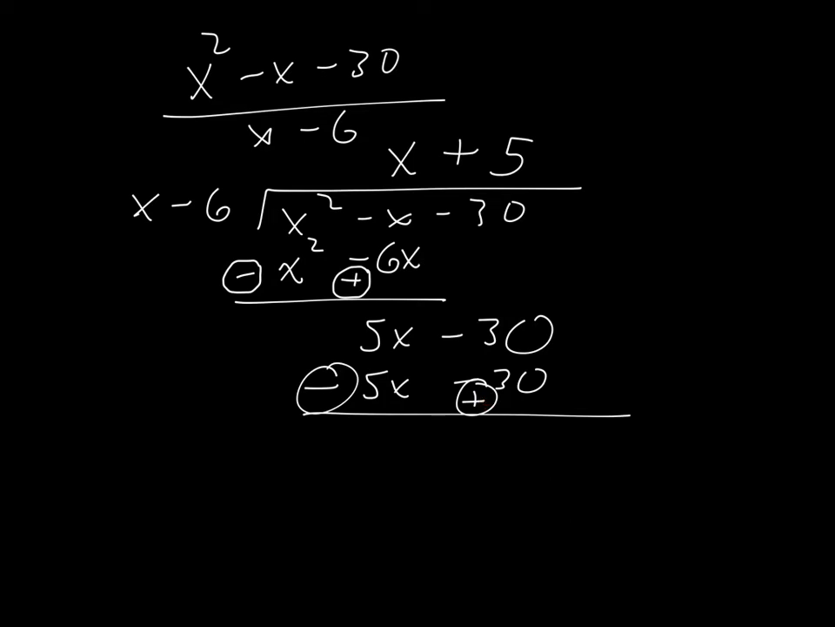So this is how I've always done those problems. And you can see here we have zero remainder on this problem, because everything cancels out. We have just 0. So the answer to this problem is x plus 5.